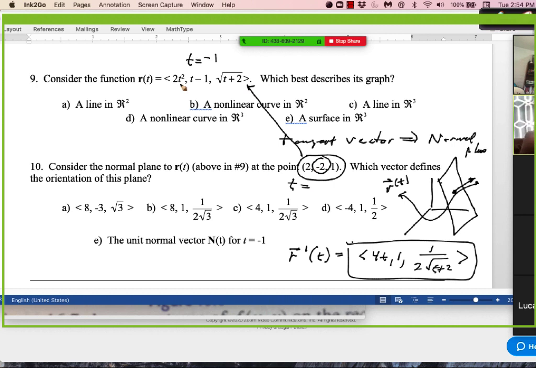And we could check the other ones. 2 times negative 1 squared is 2. Square root of negative 1 plus 2 is 1. So that works. We need the tangent vector at t equals negative 1, so we plug that in and get negative 4, 1, and 1 over 2. So that is this one, answer D.